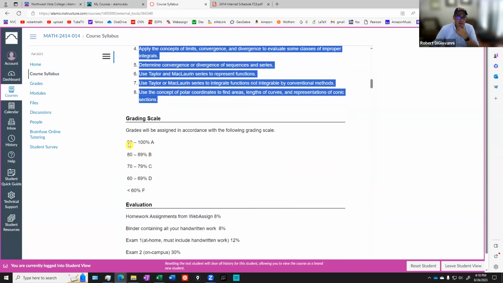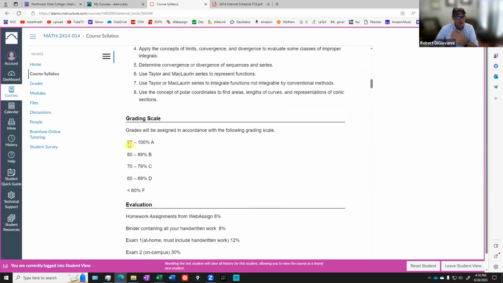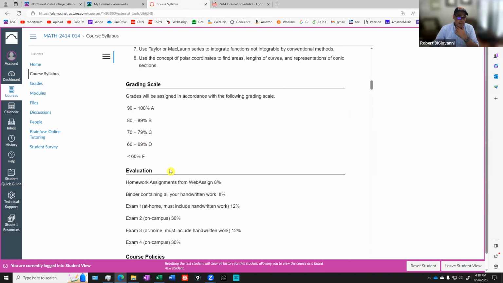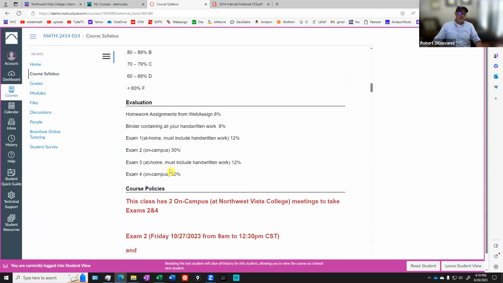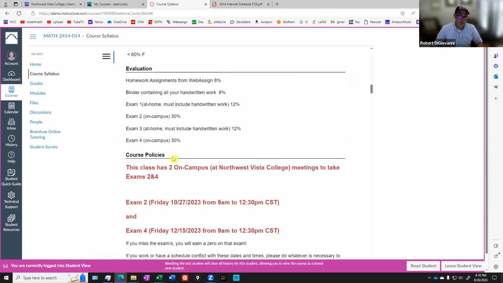We have a standard grading scale. This is a college level course, so A, B, C, D, and F. I do round up, so an 89.5 would go up to a 90, become an A, and so on and so forth. All right, in terms of the grade in the class, this is really important that you understand how things are weighted in the course. All of the homework that you're going to do online constitutes 8% of your total grade.